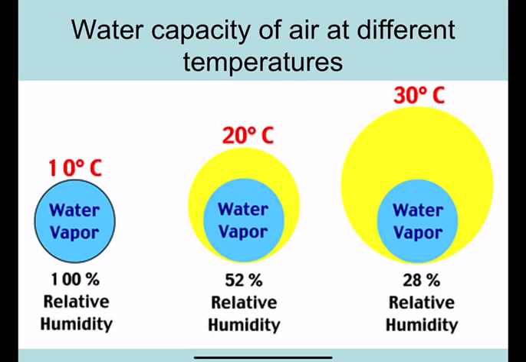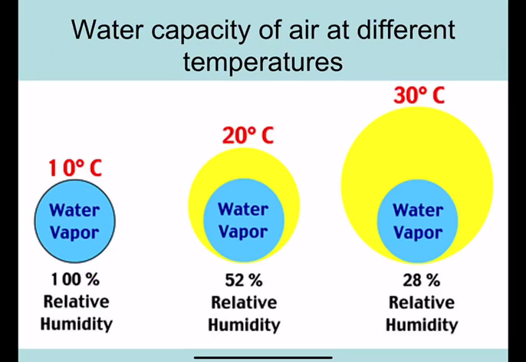Water capacity of air at different temperatures. Let's look at the circle to the far left of your screen. This circle indicates a temperature of 10 degrees Celsius. At 10 degrees Celsius, the water vapor indicates a 100% relative humidity. But what if the temperature increases to 20 degrees Celsius? Well, we still have the same amount of water vapor in the air, but now the relative humidity is at 52%.